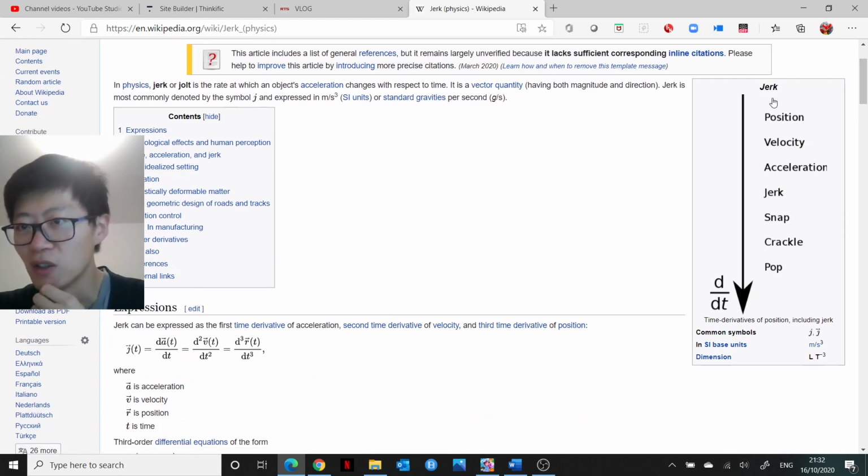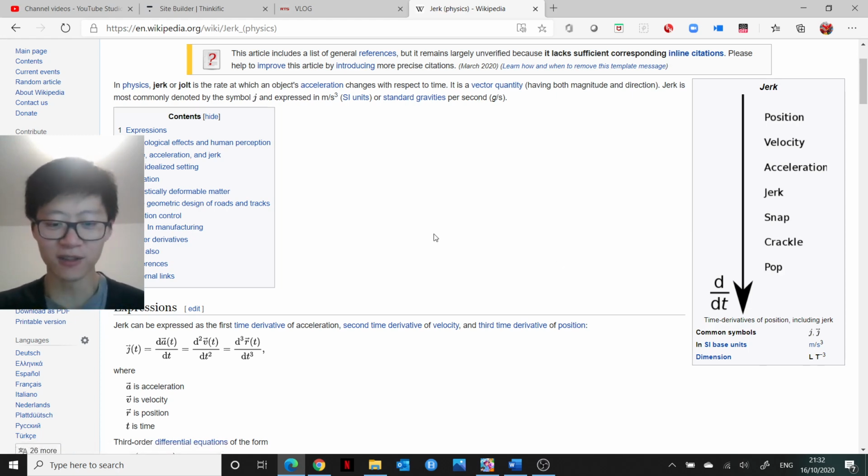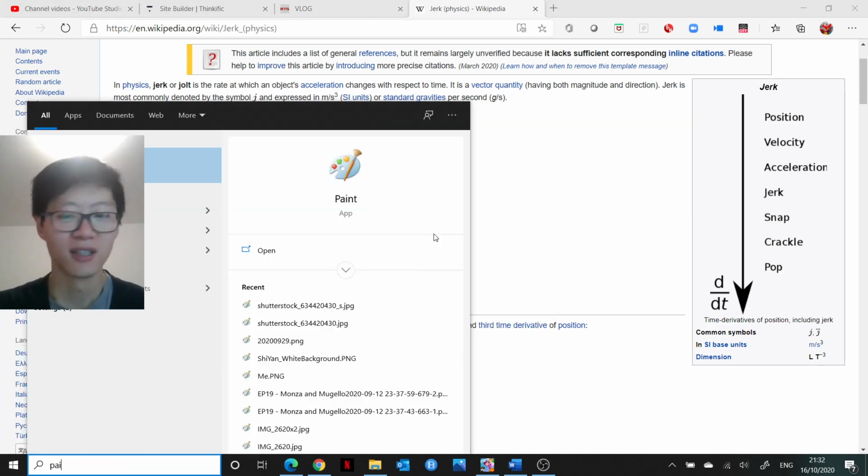So this is nicely describing it. The derivative of position becomes velocity, becomes acceleration, then becomes jerk. Oh, then you can have snap, crackle, and pop. I didn't know that. Anyway, so why is it important for vehicle dynamics?